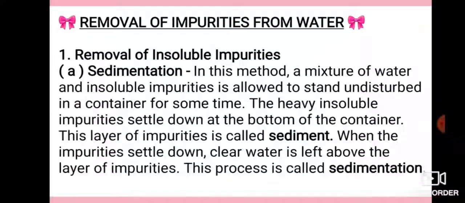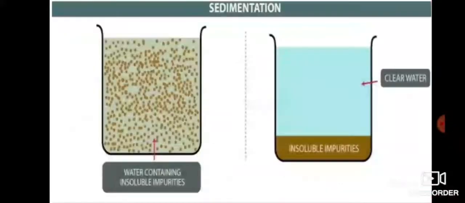Our next topic is removal of impurities from water. Removal of insoluble impurities. The very first method is sedimentation. Now what is sedimentation? It is a process of settling down of the heavier particles present in a liquid mixture. For example, in a mixture of sand and water, sand settles down at the bottom. This is sedimentation. Let me explain it with the help of this diagram.